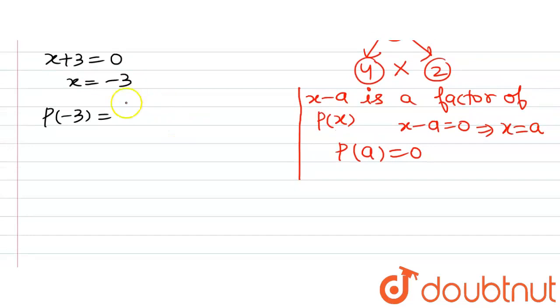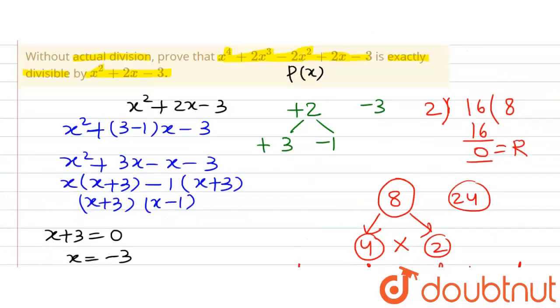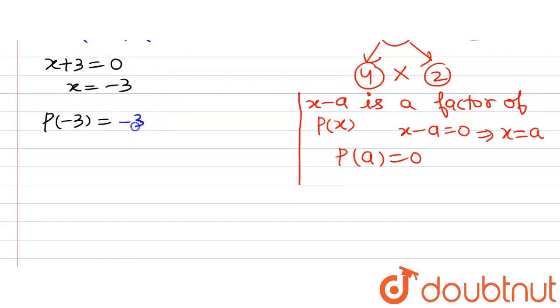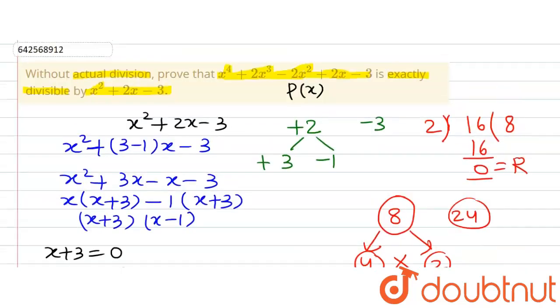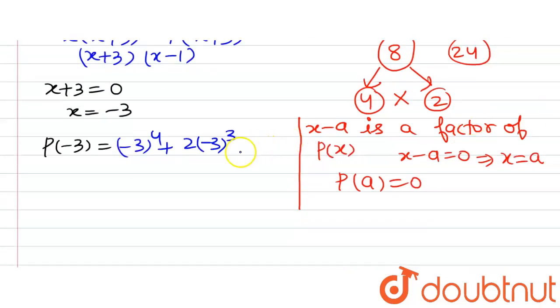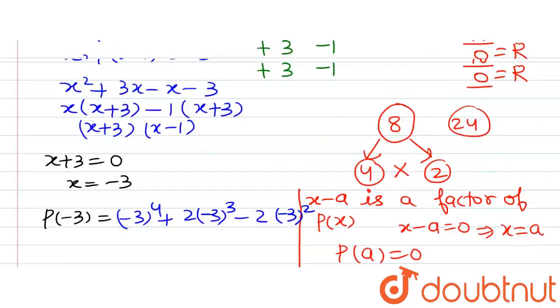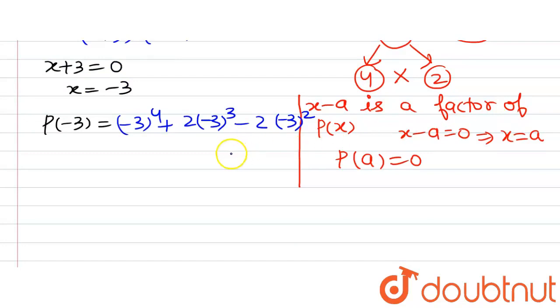We are going to put x equals minus 3 in the polynomial, which will give us minus 3 raised to the power 4, plus 2x raised to the power 3 will be 2 times minus 3 raised to the power 3, minus 2x square is minus 2 times minus 3 raised to the power 2, plus 2x is plus 2 times minus 3, minus 3.